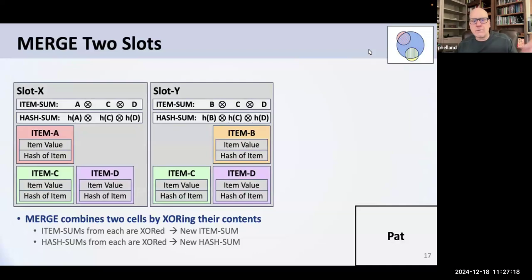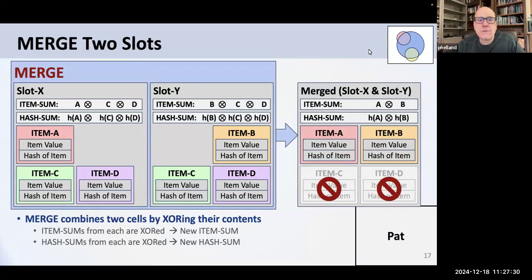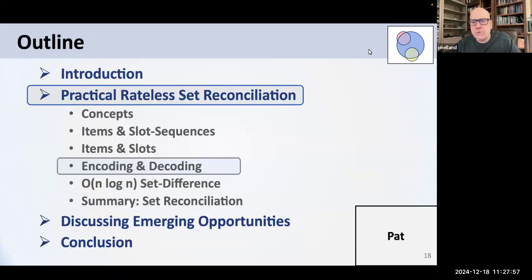Say slot X and slot Y are two things I'm going to merge together. X has items A, C, and D. Y has items C, B, and D, and I'm going to XOR them together. What happens is C and D cancel each other out, because the bit pattern of the item C XORs into oblivion with the bit pattern of the item C, and similarly D. So what I end up with is the combination of A and B XORed together. This merge actually removes items that were in both, and adds items that were only in one. So it has this interesting behavior of adding and subtracting things from a slot as you create a new slot by merging two. Let's talk about encoding and decoding.